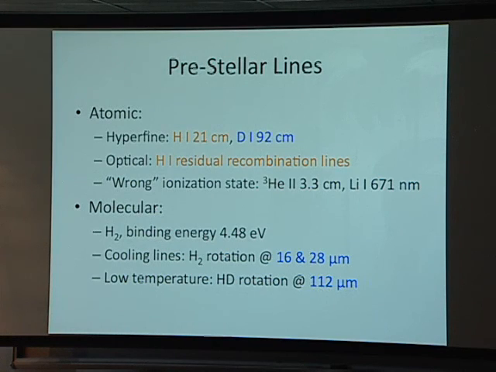OK, and then the lines that we would talk about from this epoch: the hyperfine lines I'm not going to talk about. The hydrogen recombination lines Ian's already talked about. And then the other possibility is the molecular lines, in particular H2. That's pretty much all you can make out of hydrogen and helium. So this is really going to be the focus for the first half of the talk.